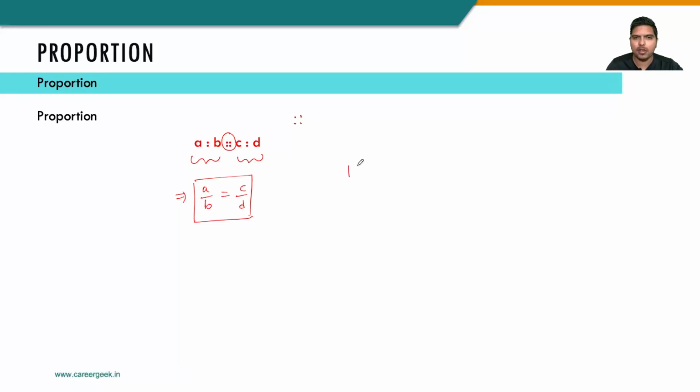For example, I can say that 1 is to 2 is the same as 2 is to 4. Isn't it? 1 is to 2 and 2 is to 4, they are both the same. So I can say that 1 is to 2 is in proportion with 2 is to 4. Now this is in proportion with, let's say, 10 is to 20. So there can be infinite such values. So the basic idea of proportion is that the ratios are the same.